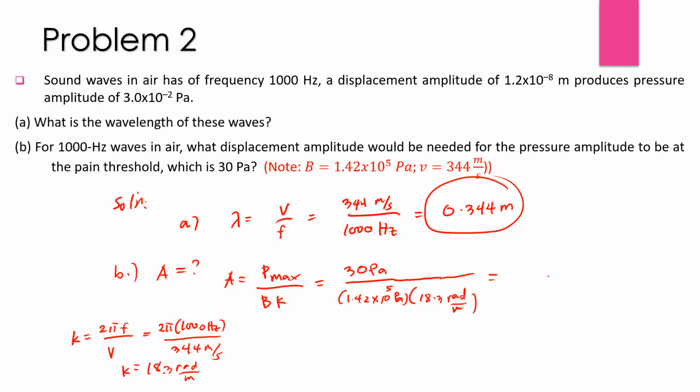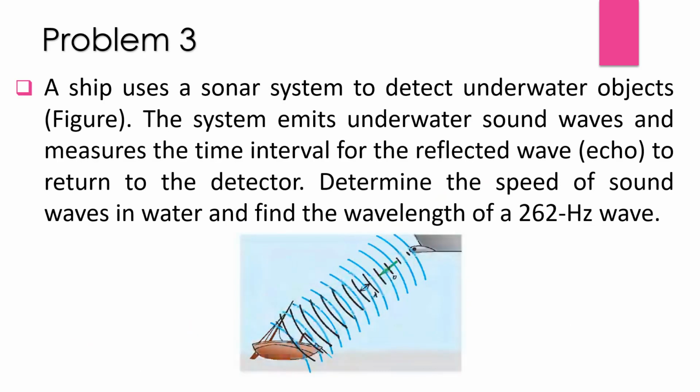The displacement amplitude is equal to 1.15 times 10 to the minus 5 meters. Okay, so for the next problem, a ship uses a sonar system to detect underwater objects, as shown in the figure. The system emits underwater sound waves and measures the time interval for the reflected wave or echo to return to the detector. Determine the speed of sound waves in water and find the wavelength of a 262 hertz wave.